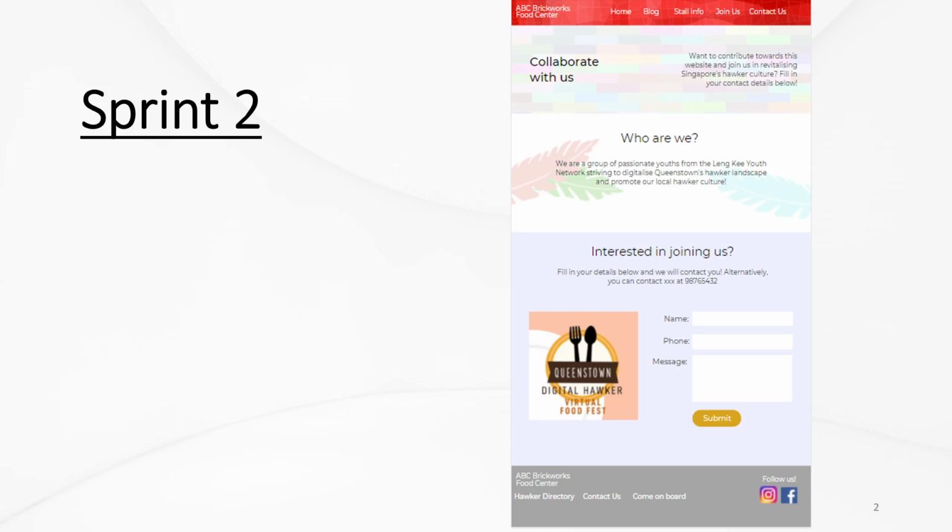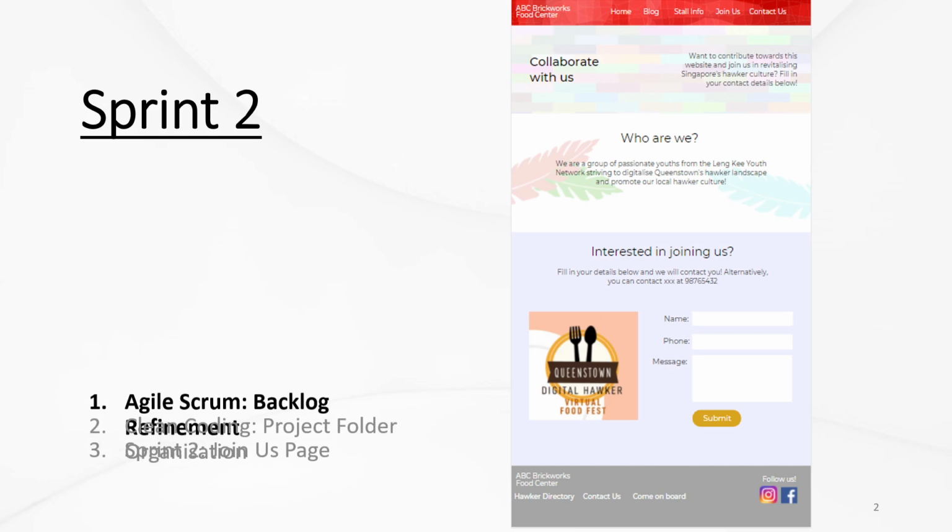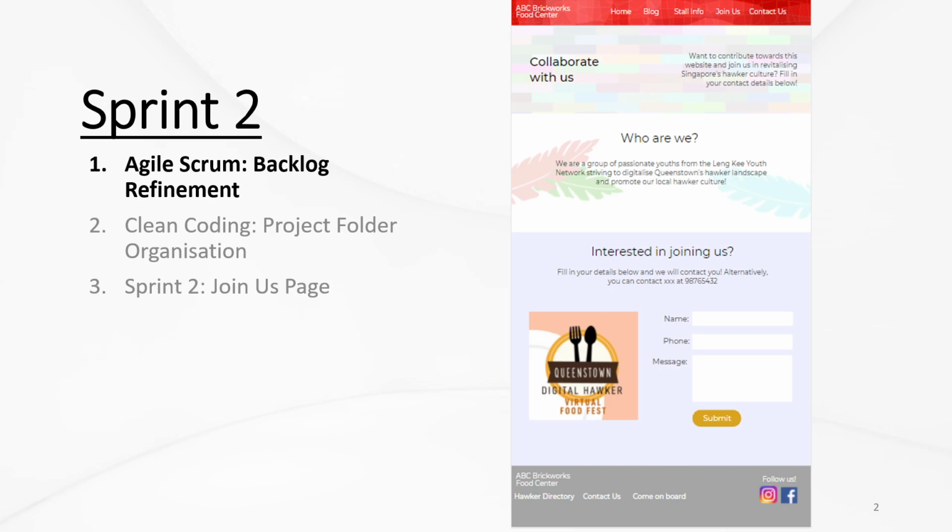In this sprint, on top of building the joiners page, we will do some housekeeping in terms of project management, such as backlog refinement and reorganizing our project folder so that it aligns to clean coding principles. Without further ado, let's jump into our first agenda item, which is the backlog refinement.